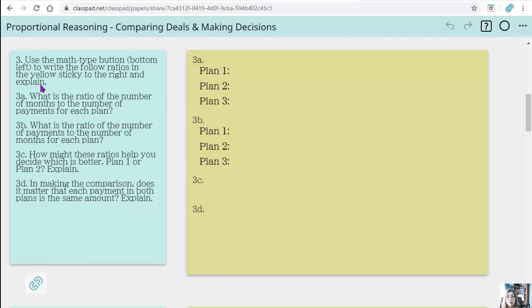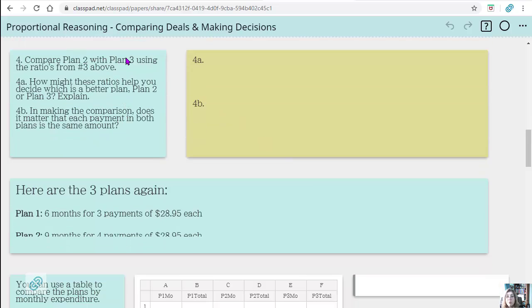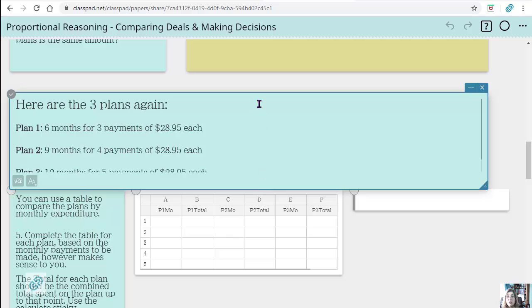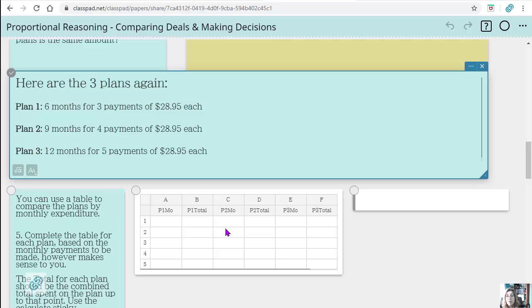So you'll notice in this first section, they're doing the ratios, but then they're just going to look at plan 1 compared to plan 2. How did these ratios help you make a decision if you just look at those 2 plans? Then let's do plan 2 compared to plan 3. How does the ratios help you make a decision? Now we're going to change the representation, and we're going to go into looking at them in a table. So what if you have a long-term plan, like you're going to try to keep this subscription for a long period of time? So then does that change your decision?